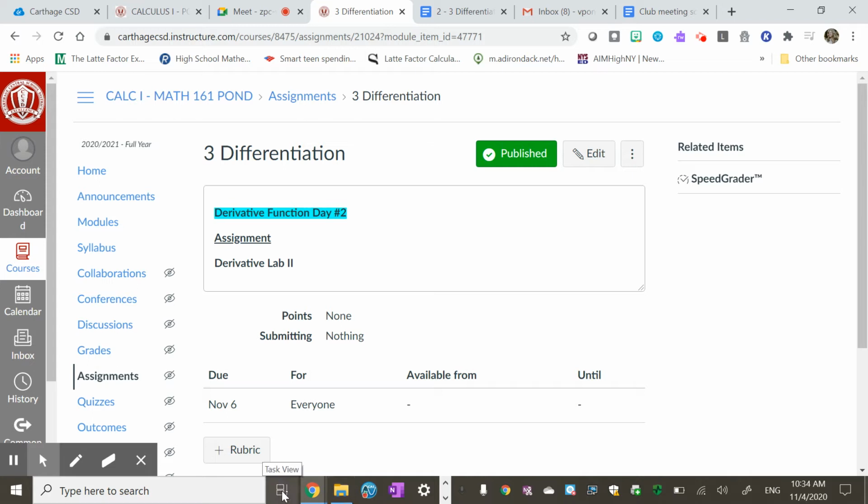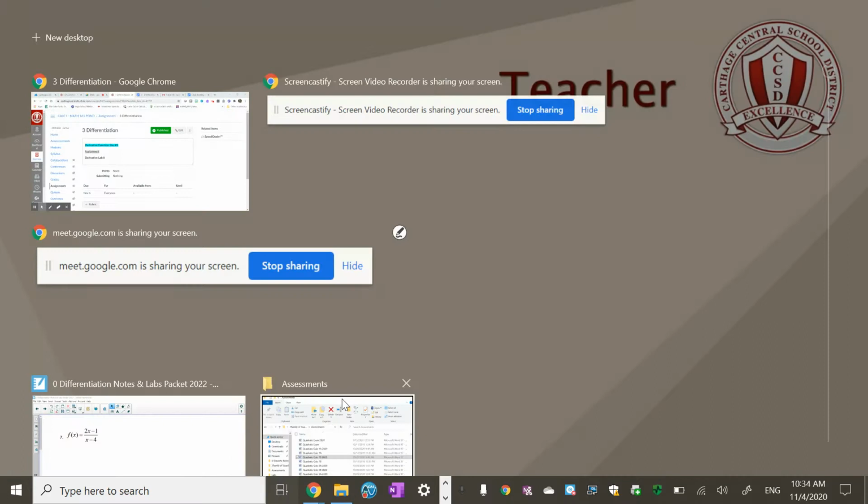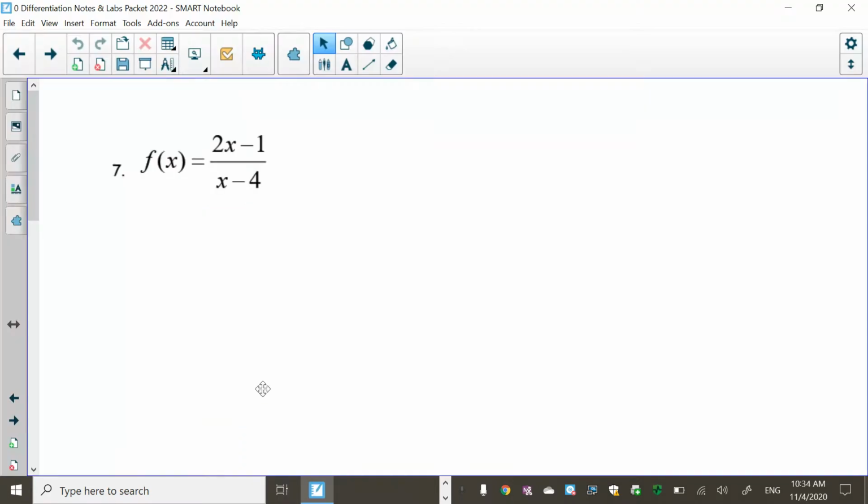Okay, so what we're going to work on in this one right here is derivative lab number 2. And I picked number 7 because there's 9 of them. And I don't want to be that teacher that does all the easy stuff in class and then you got to do the hard ones at home.